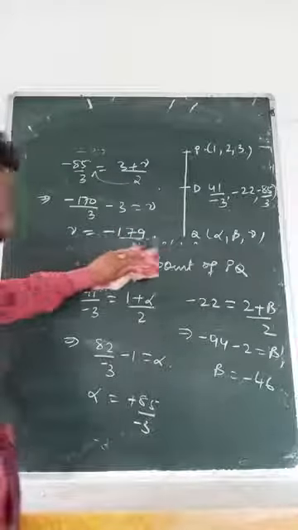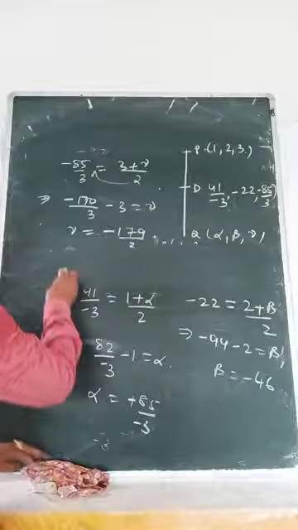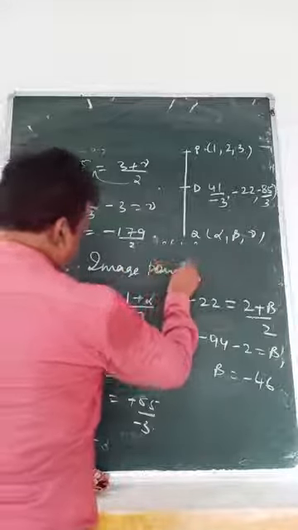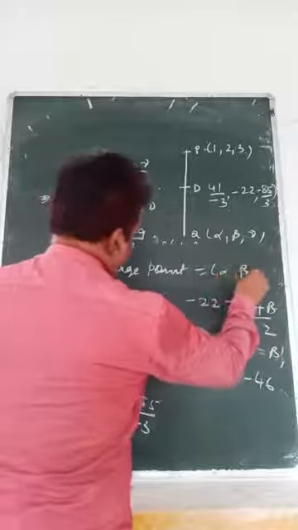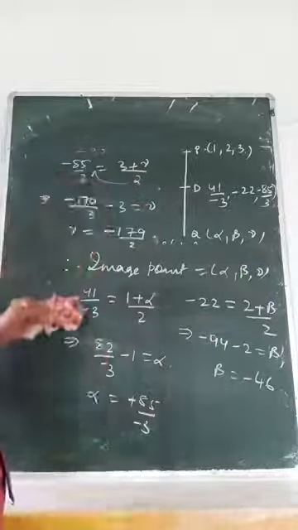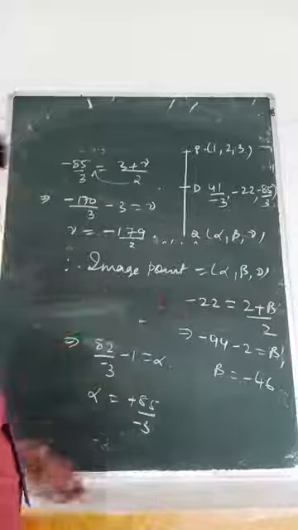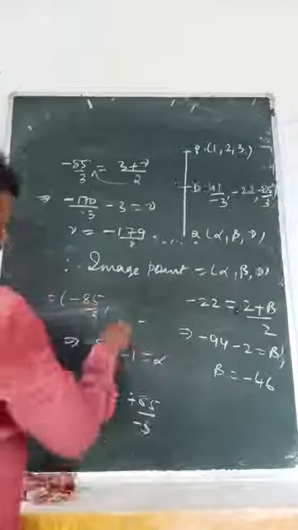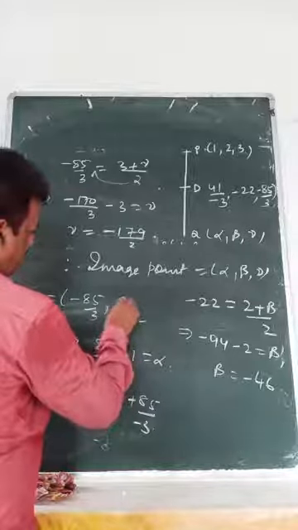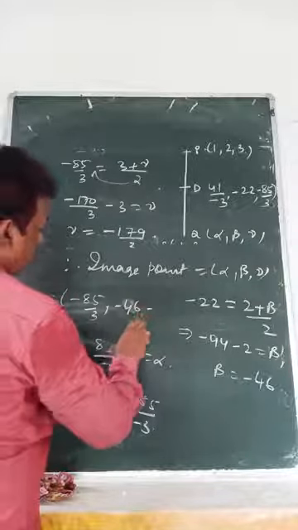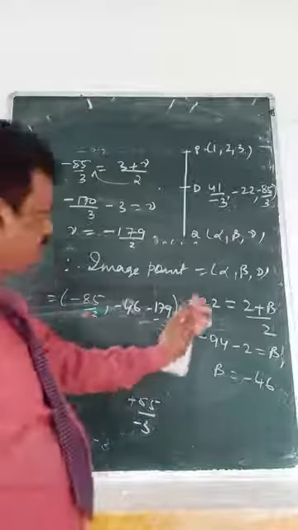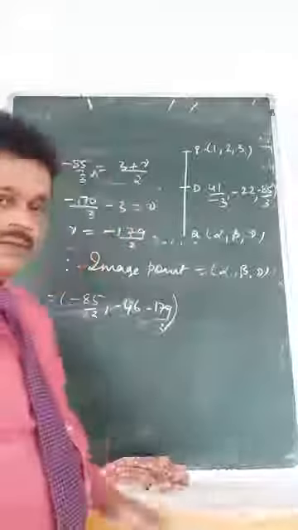Therefore the image point, which is the alpha, beta, gamma coordinates, is how much you have got: minus 85 by 3, minus 46, minus 179 by 3. This is our answer. Okay, so shortest distance we will be studying tomorrow.